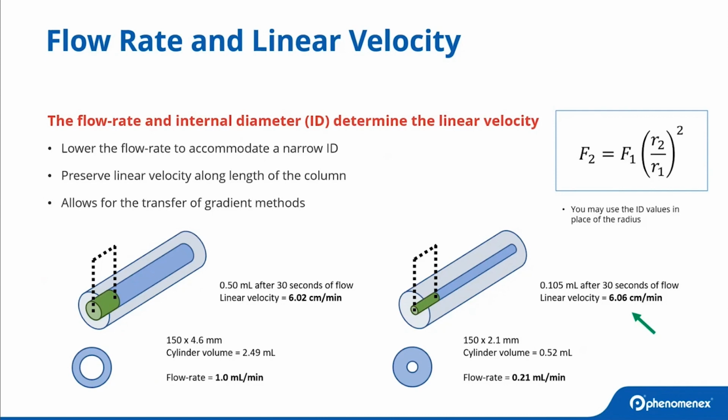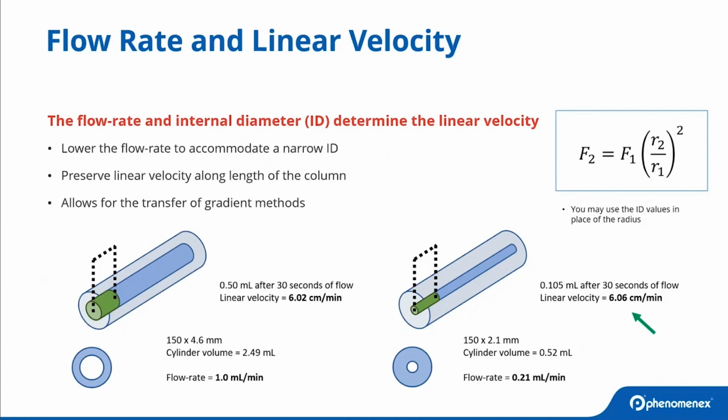But when we do this with respect to flow rate, ultimately this is intended to preserve the linear velocity along the length of your column. As long as you preserve your linear velocity, this also allows you not only to transfer isocratic methods, but also gradient methods using the same time points of your gradients, and during which you will achieve these same retention times. And we'll see an example of this in a moment.